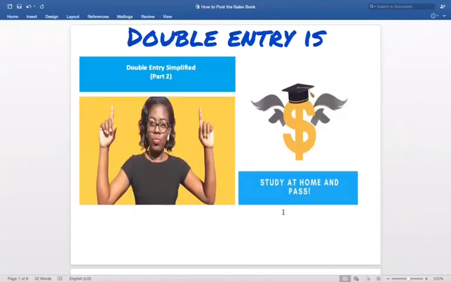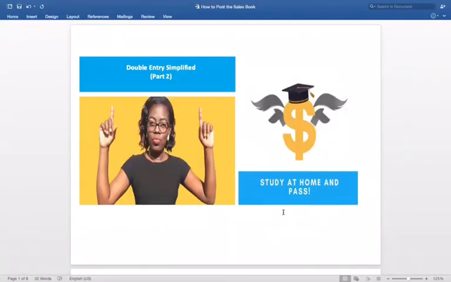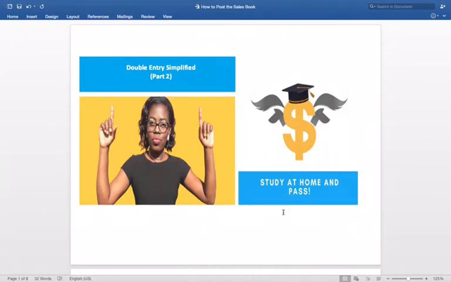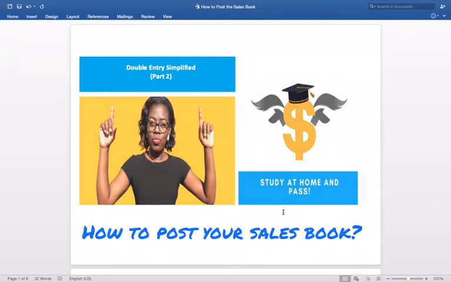Do you think double entry is complicated? Are you confused when it comes to posting to your ledgers? Well, look no further. Welcome to Double Entry Simplified Part 2. I am Akita Skinner Howard, accountant and head educator at the Accounting Academy. And today I'll show you how to post your sales book.